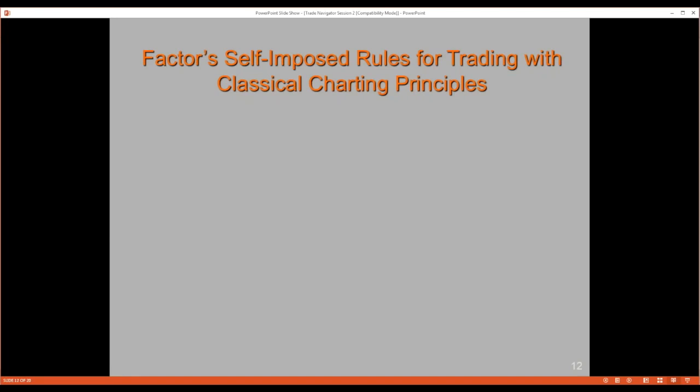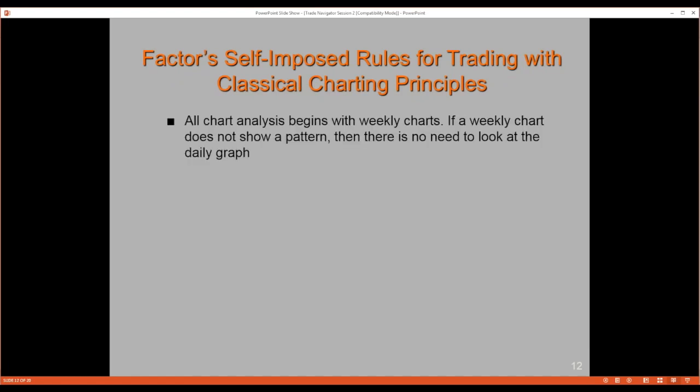I want to go through the factor of self-imposed rules for trading with classical charting principles. These are the rules as we approach markets in terms of our own trading. What rules do we impose upon ourselves related to classical charting principles in our physical trading operation? And I want to touch on those.